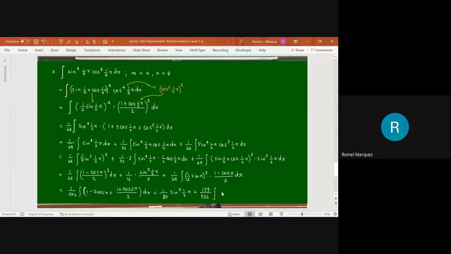Thus, this is integral of sine squared x times 1 dx minus 1 over 129 over 256 integral of sine squared x cosine x dx.